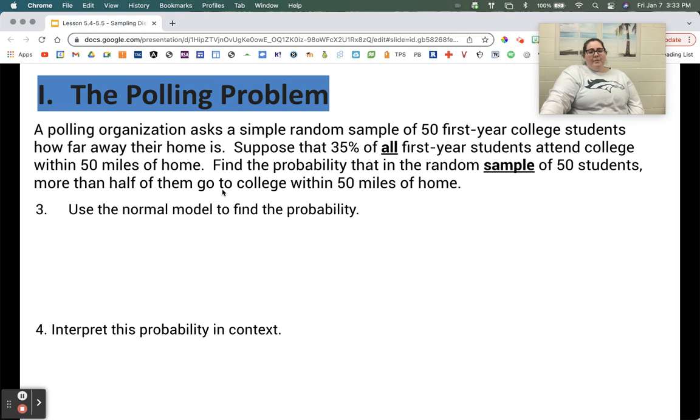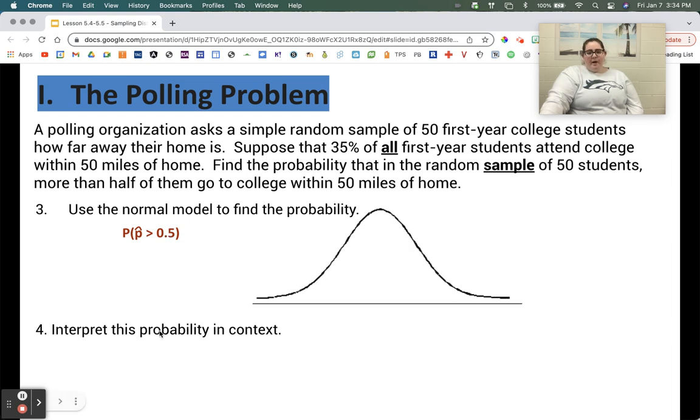And the probability that I'm looking for is that more than half of the sample goes to college close to home. So what I want is for that p hat, which is the sample proportion, to be greater than half, which is 0.5. So the probability that sample proportion p hat is greater than 0.5 is what I'm looking for. That is my goal for this situation.